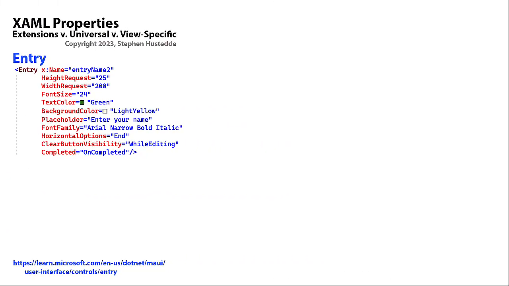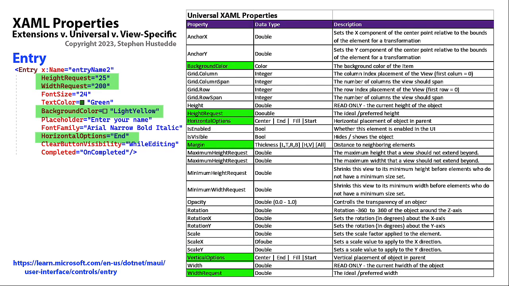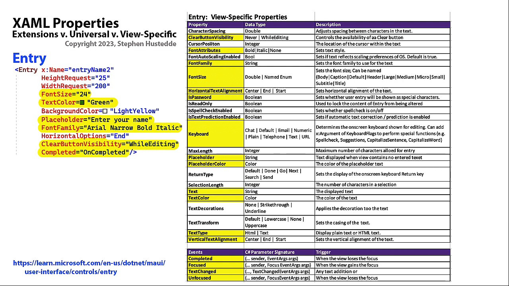Now we also have entries. Entries are a view where the user enters a single line of information. We use these a lot in data forms. Now we have our universal ones, such as background color, horizontal options, height request, and width request. But we also have our view-specific ones for the entry.